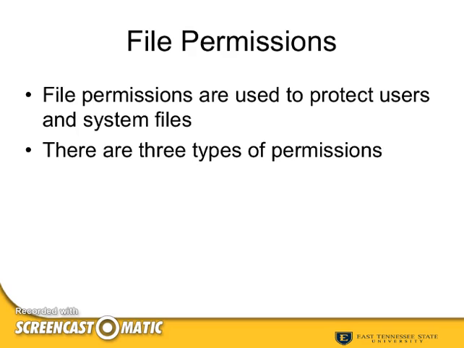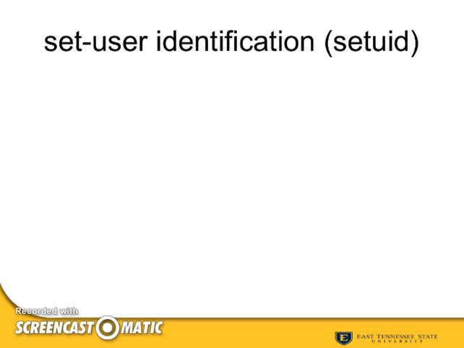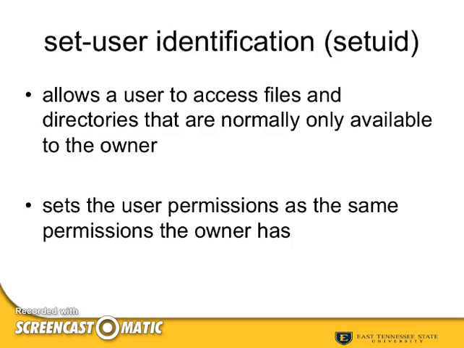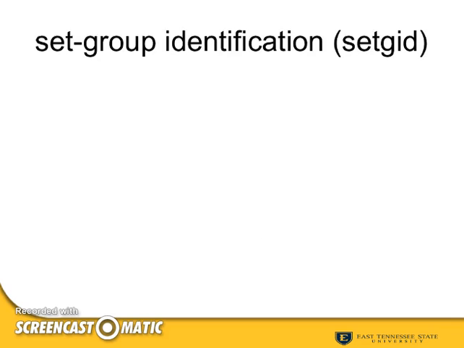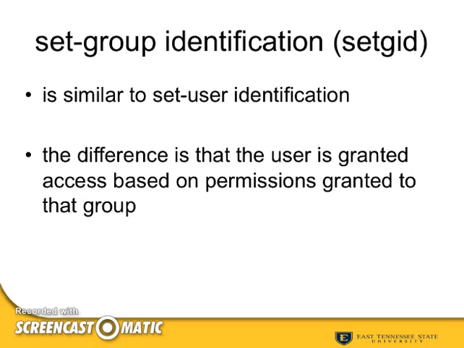There are 3 types of permissions. R represents read, W represents write, and X represents execute. There are also some special permission types. The set user identification allows user to access files and directories that are normally only available to the owner. It sets the user permissions as the same permissions the owner has. The set group identification is similar to the set user identification. The only difference is that the user is granted access based on permissions granted to that group.